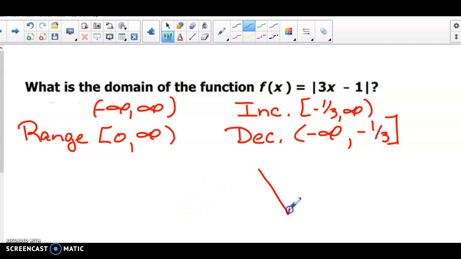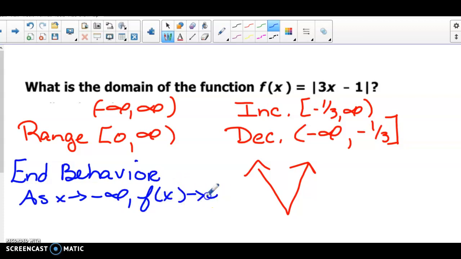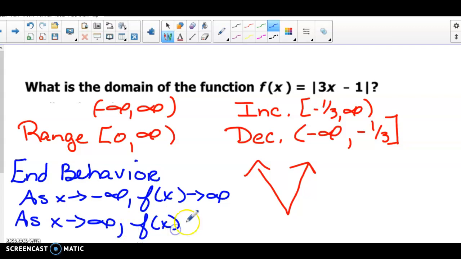Because my graph points up, the end behavior of my graph is as x approaches negative infinity, the end of my graph for y is pointing upward, so it approaches positive infinity. And as x approaches positive infinity, the end of my graph for y is still approaching positive infinity.